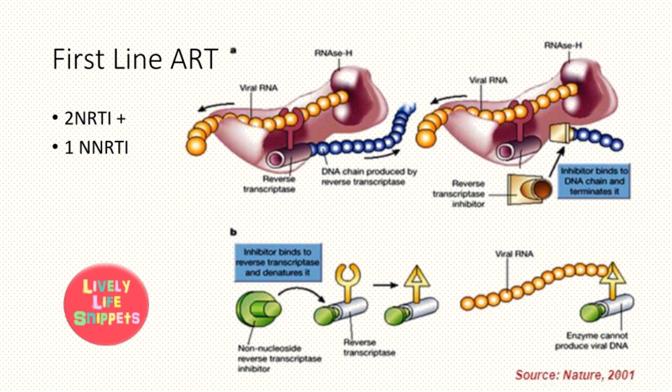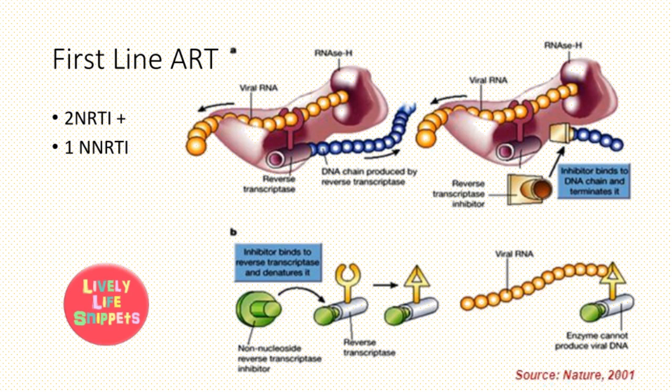The mechanism of action of NRTI is shown in the top right-hand corner as the brown square stopper. It works by binding to the DNA chain produced by viral reverse transcriptase to terminate it. Subsequently, multiplication of the virus stops.